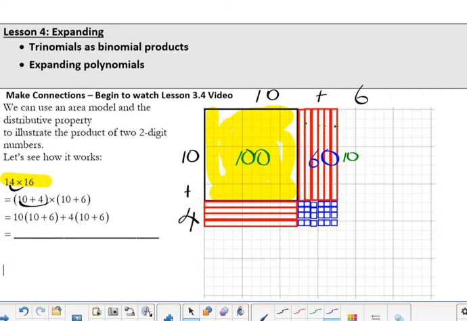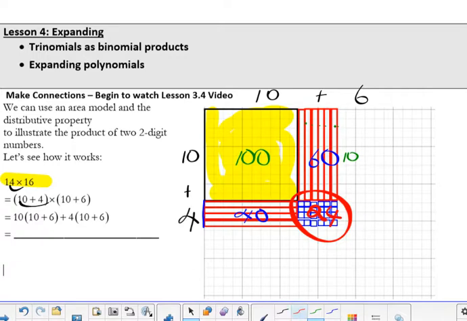Now going down this way, the width is 4 units. And each little rectangle is 10 long. So we've got 40 in there. And then lastly, this part that I'm going to circle here is going to be 4 times 6, which is 24 units.